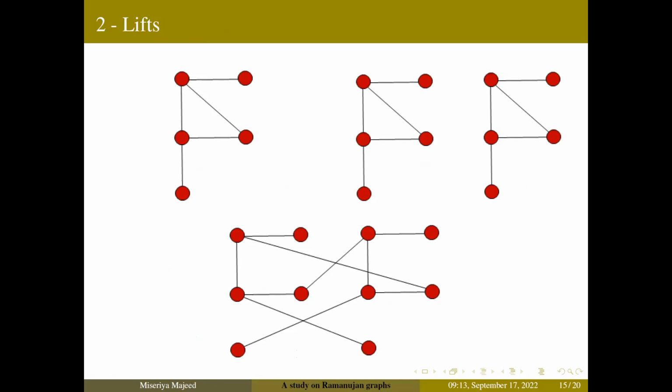Now, an infinite family of bipartite Ramanujan graphs is possible by the method of 2-lifts. Here we take a particular graph G and make 2 copies of the graph G, then delete some edges from each copy, then cross those edges. This is a particular 2-lift of the graph.